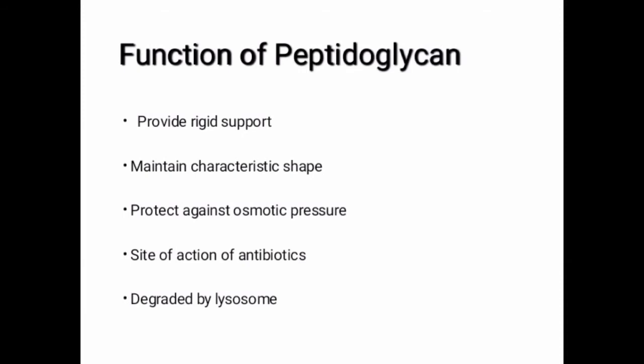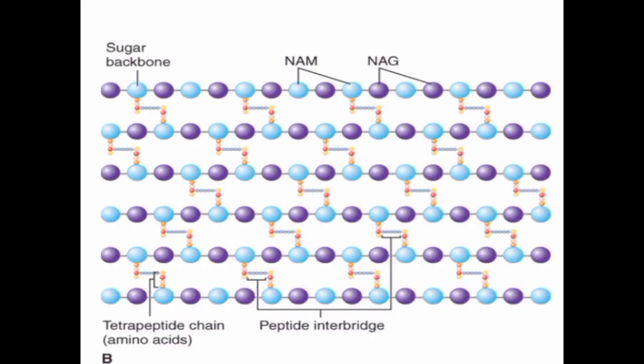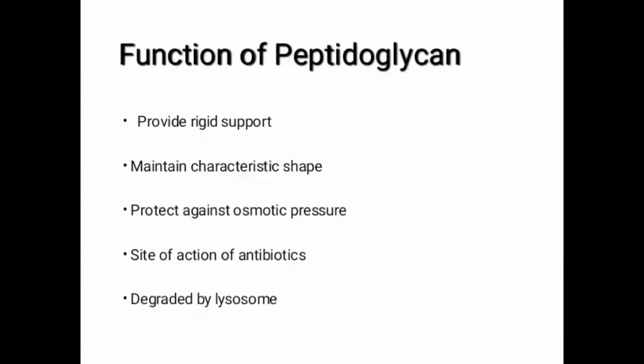Now we will discuss the function, then we will move towards the structure of peptidoglycan. As we know that peptidoglycan forms the cell wall, and as we already know that the cell wall in plants also provides support, just like that in bacteria the peptidoglycan or cell wall provides rigid support. It also maintains the characteristic shape. As we learned in our previous lectures, the characteristic shapes, cocci, bacilli, and spiral, are maintained due to the peptidoglycan or cell wall of bacteria.